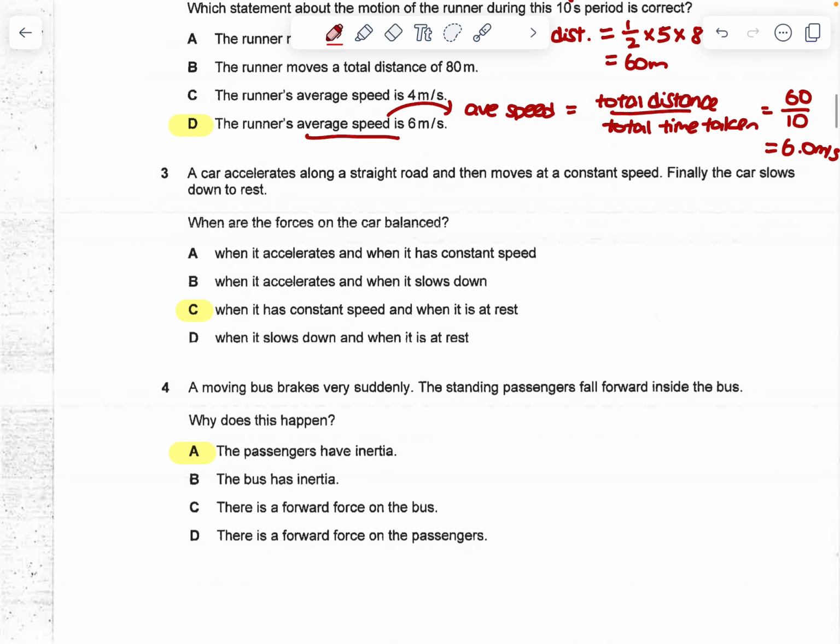Question 3. A car accelerates along a straight road, then moves at a constant speed. Finally, the car slows down to a rest. When are the forces on the car balanced? So when it's balanced, is when F net, resultant force, is 0. And that's when acceleration is 0 meter per second per second. And that's when it's constant speed as well as at rest.